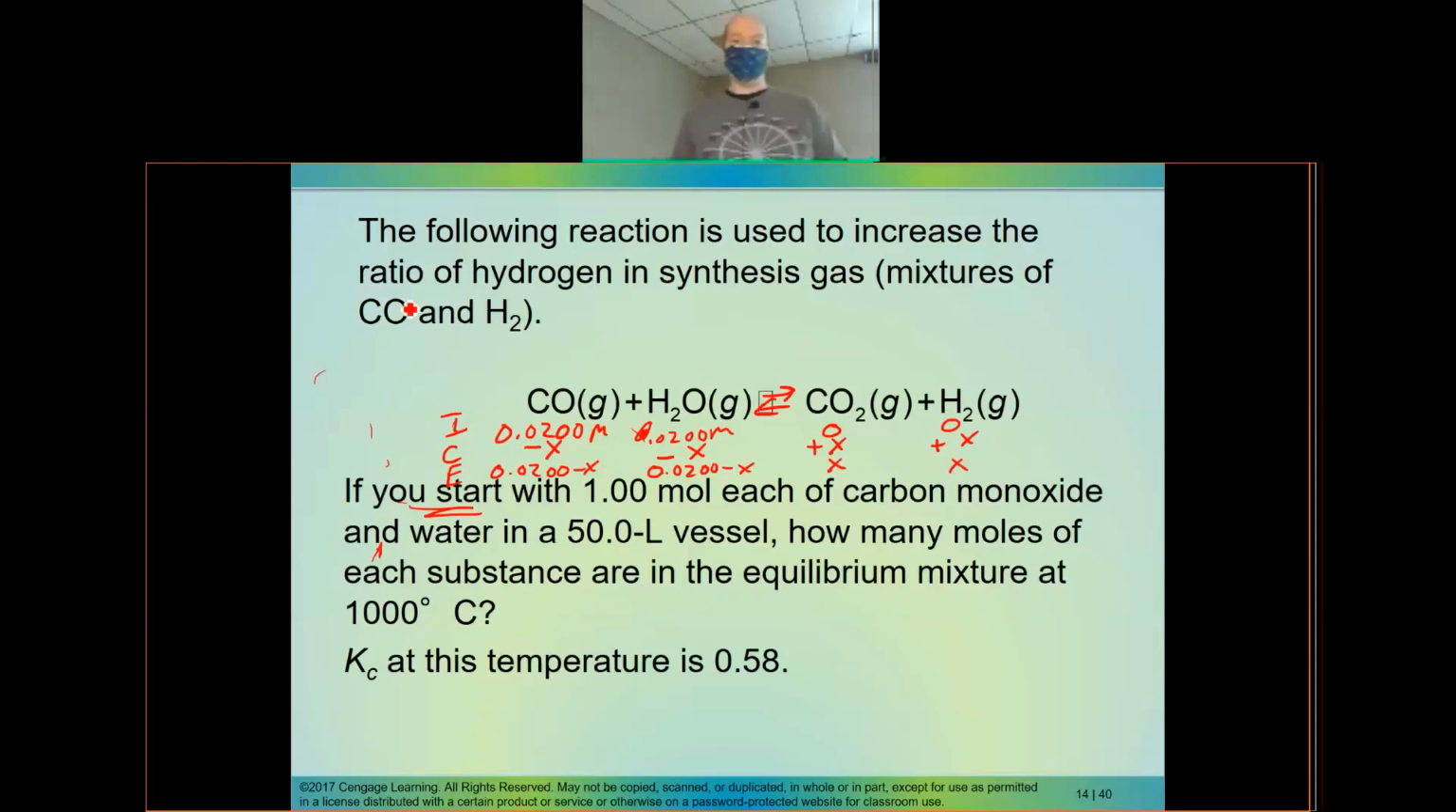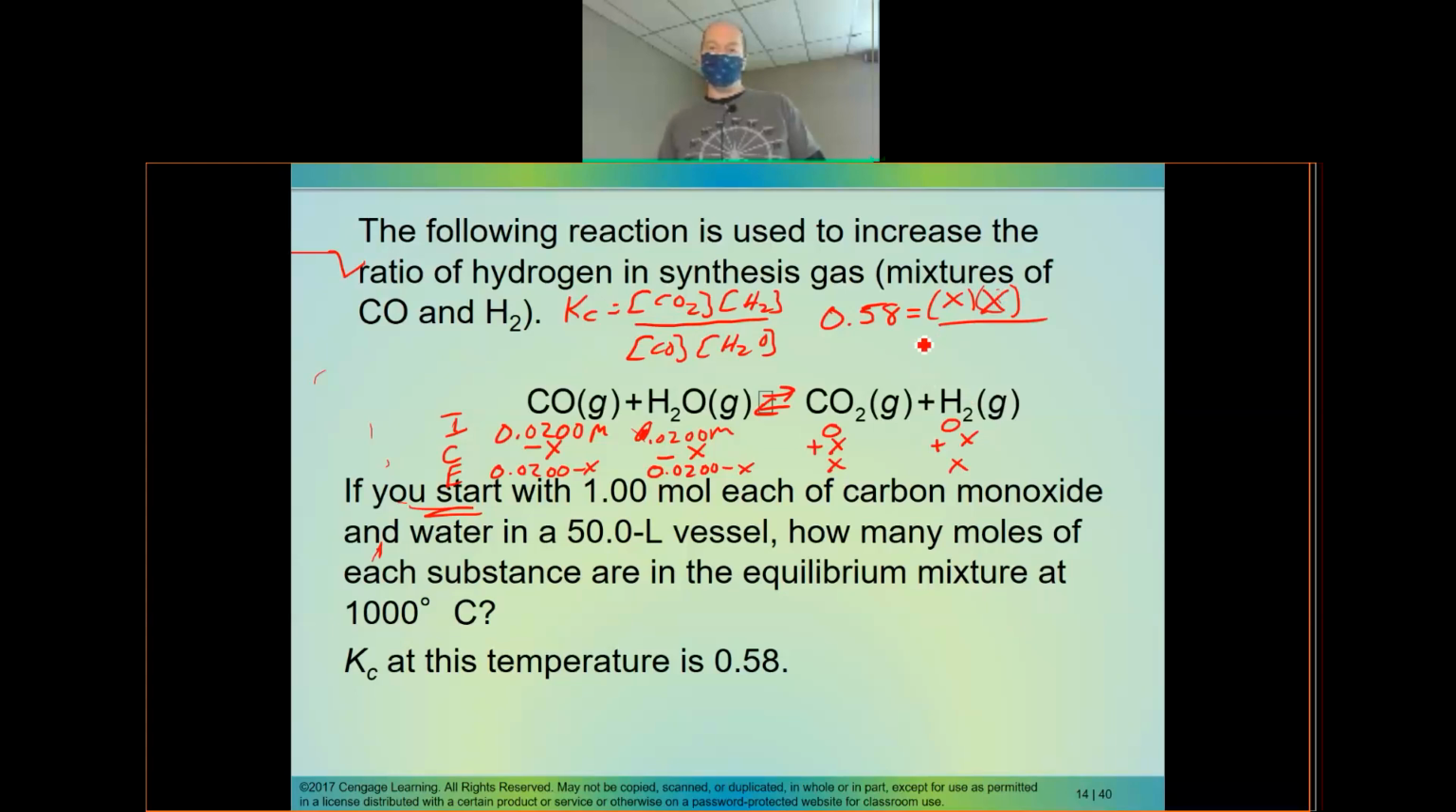All right, and so then you write your expression. Your expression for Kc is the concentration of CO2, concentration of H2, over the concentration of CO, concentration of H2O, products over reactants, and everything here is a gas, so they all go into the Kc. They give us the Kc, 0.58, and now we're plugging in our numbers. CO2 at equilibrium is x, hydrogen is also x, CO is 0.0200 minus x, and H2O is also 0.0200 minus x.